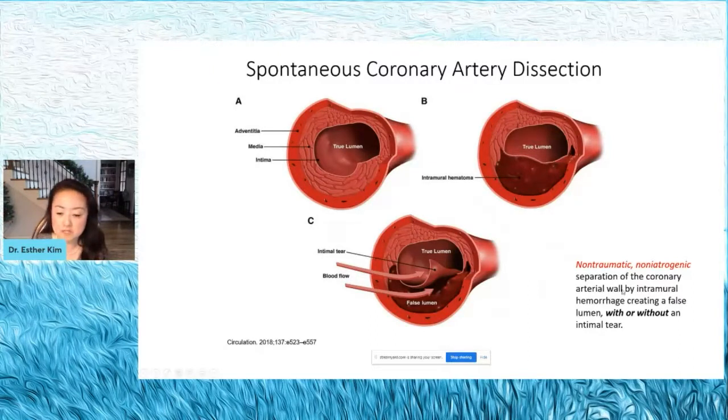And the medical definition is that it is a non-traumatic, meaning that the injury did not occur as a result of a trauma of some sort. Non-iatrogenic, meaning that it wasn't a result of an injury from a medical procedure, such as a wire going down the coronary artery. And it's a separation of the coronary arterial wall by intramural hemorrhage, creating a false lumen with or without an intimal tear. So I'll kind of walk through that definition a little bit.